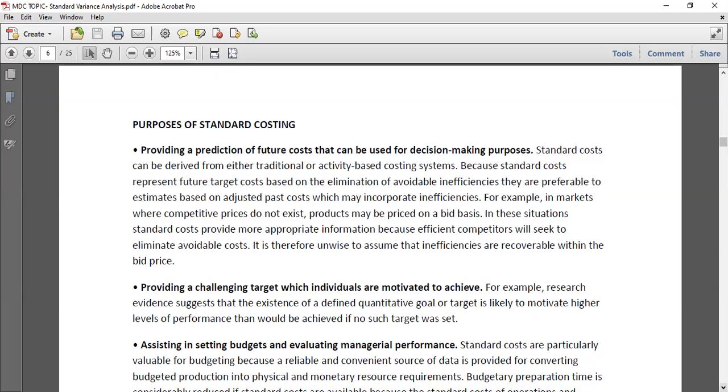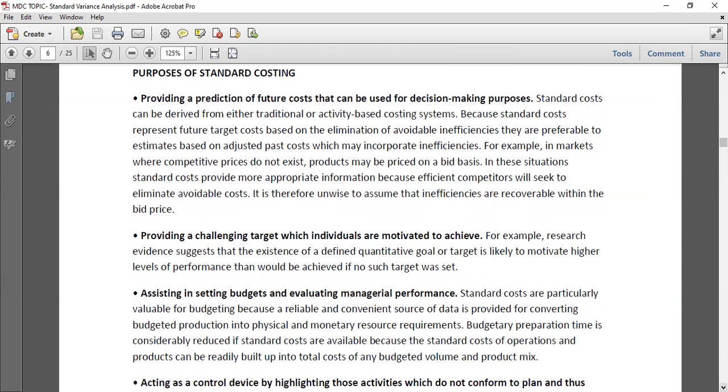That's very key. And then one of the other things that happens with standard costing is that it assists us in setting budgets and evaluating managerial performance. Like I said, standard costing and budgeting work hand in hand.